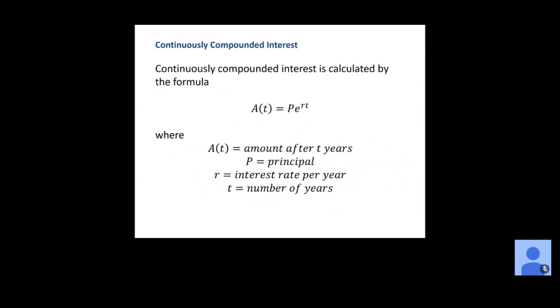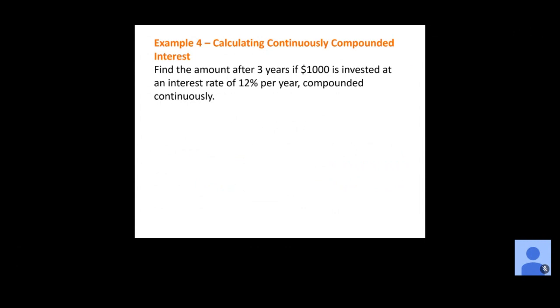Okay, so all those variables still represent the same things. Notice now we don't have an N value anymore because we're not compounding a certain number of times per year. We're just compounding continuously. Okay, and so a lot of people refer to this as PERT, right? Just so they can remember what the order of everything is. But it's P times E raised to the RT power. Okay? Right, so let's take a look at this one, see if we can get through this.